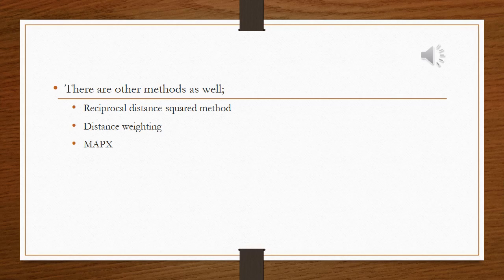Of course, there are many other methods to determine rainfall or precipitation, which are the reciprocal distance squared method and distance weighting or map X. So this is out of our scope. I just show you guys the common approach of how you can calculate this precipitation, which you already saw in your hydrology class. This is just a reminder of how we determine it, and when you guys see it, you are reminded, and we can go further.